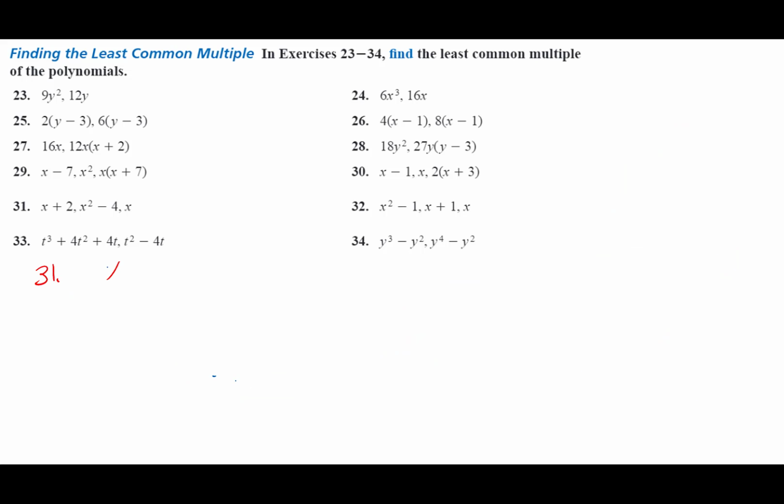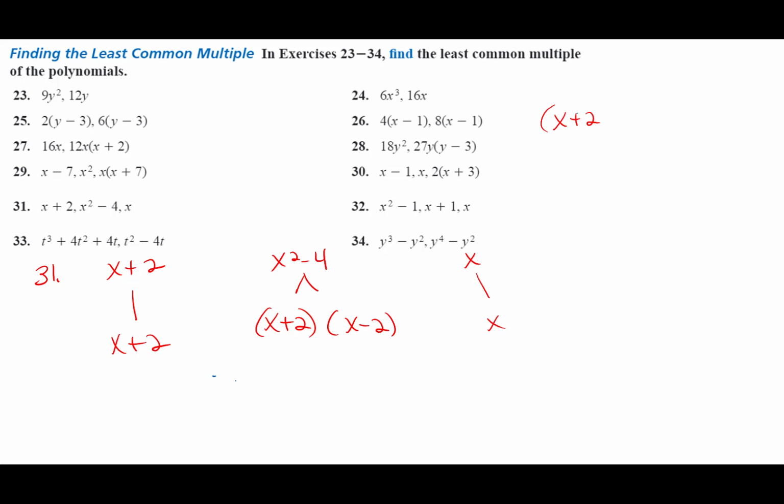Take a look at 31. We have 3 different numbers. We have x plus 2, x squared minus 4, and a single x. X plus 2, there's no way to break it down. It's just x plus 2. We can break apart x squared minus 4. That's a difference of squares. And so we could say the binomial x plus 2 and the binomial x minus 2, and then x, it cannot break down.